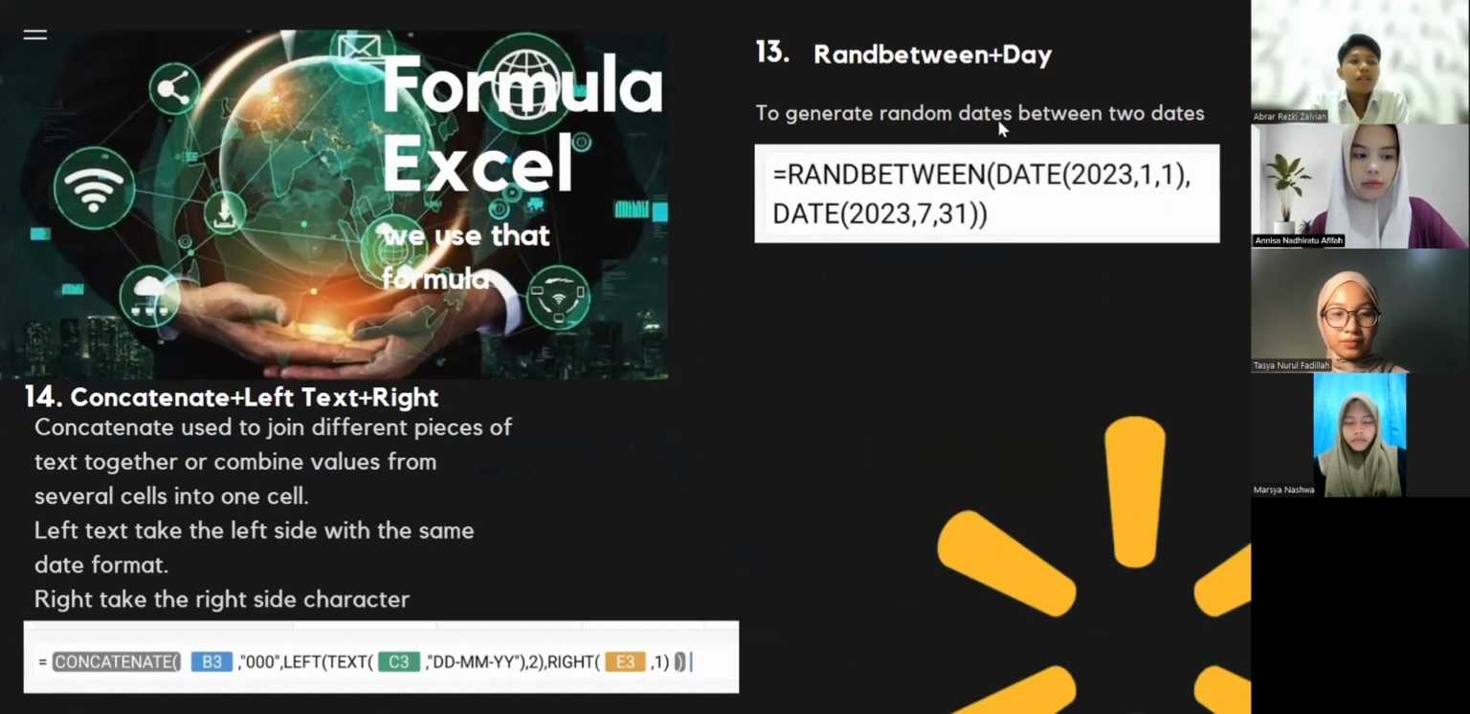And the last function, 14. CONCATENATE plus LEFT plus RIGHT function. CONCATENATE is used to join different pieces of text together or combine values from several cells into one cell. LEFT takes the left side of the text, in the same date format. RIGHT takes the right side of the characters. As you can see below, this is an example of the formula CONCATENATE plus LEFT plus RIGHT.